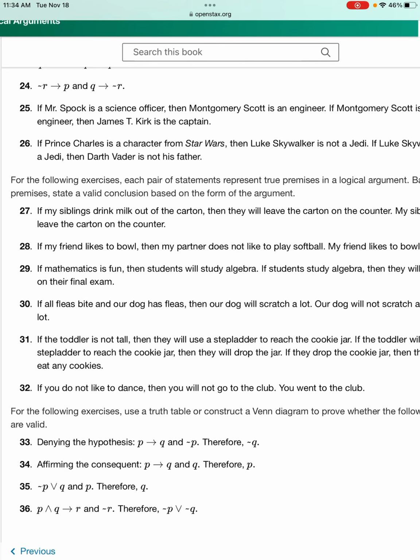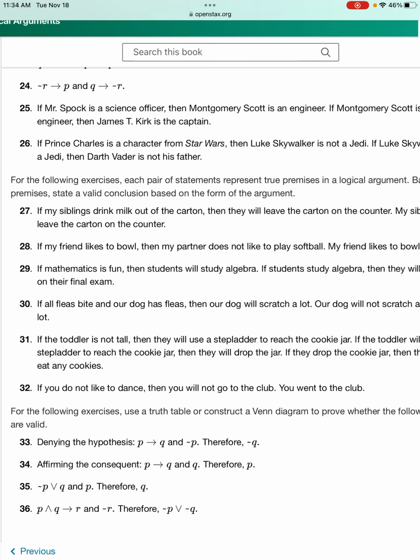And so if all fleas bite and our dog has fleas, then our dog will scratch a lot. Our dog didn't scratch a lot. So we would have to say something like, it is not the case that all fleas bite and our dog has fleas. Or we could use De Morgan's laws to say some fleas don't bite and our dog does, or our dog does not have fleas. So they can get into some semantics there. So 30 in particular, but you'll do the same thing in 31, is nice because you can use De Morgan's laws.